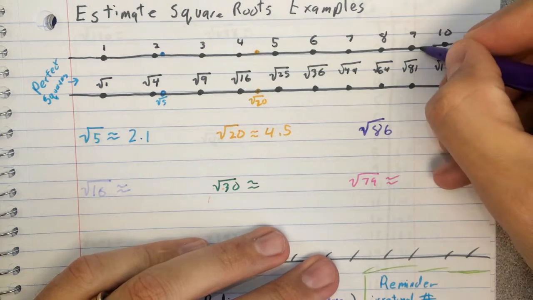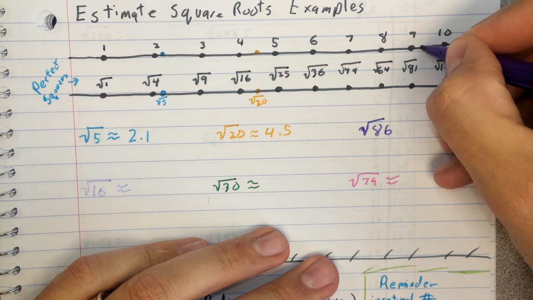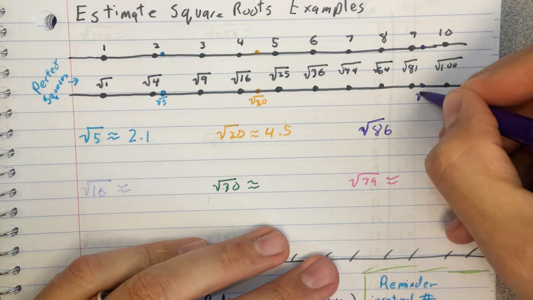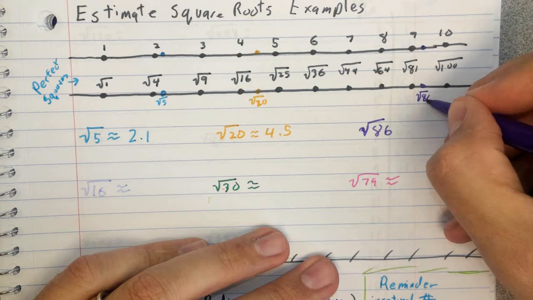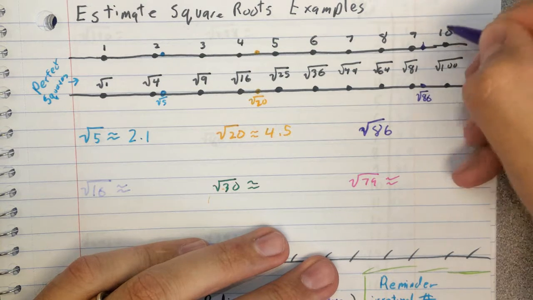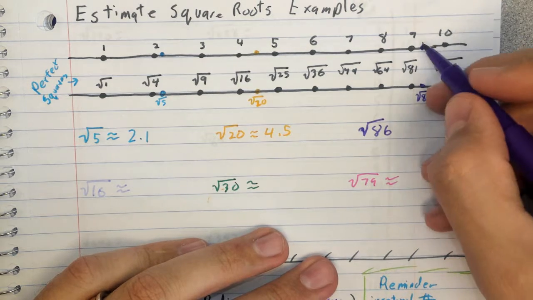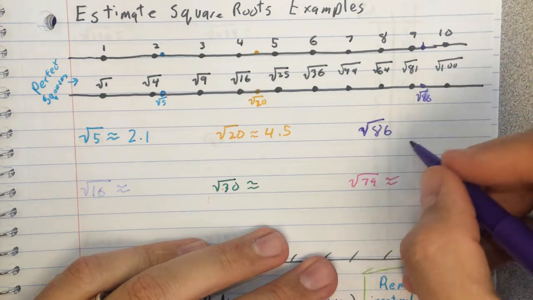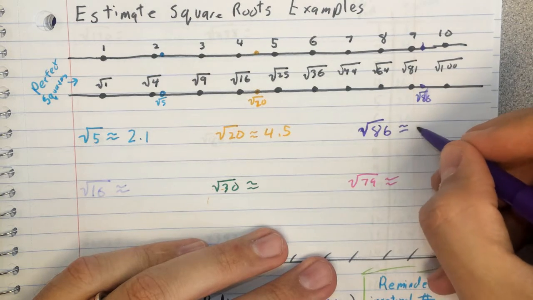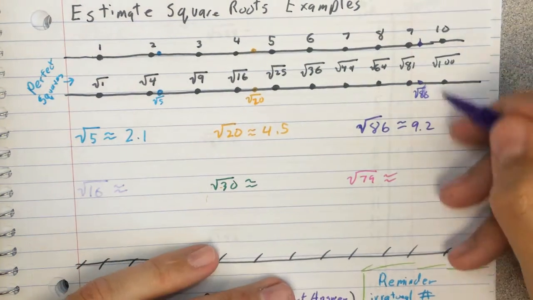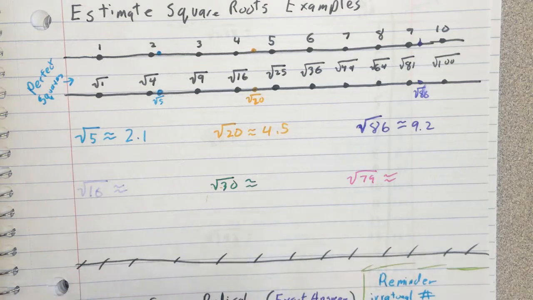So 86 would fall fairly close to that 9. So square root of 86 would fall about here. That means it would be, let's call that 9.2. About 9.2 right there.